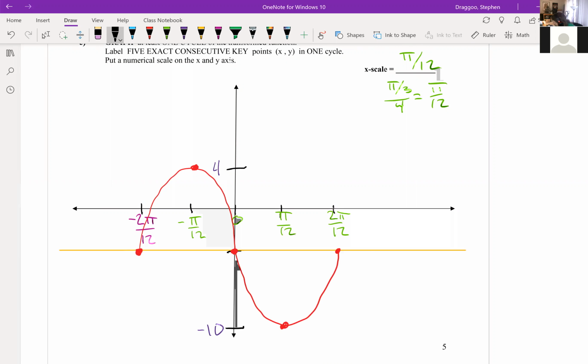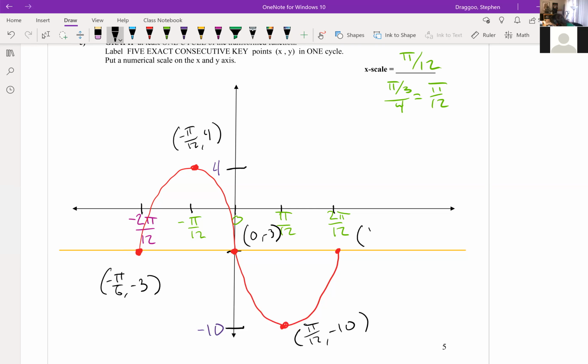And then we can label all of our points. Negative pi over 6, negative 3; negative pi over 12, 4; 0, negative 3; pi over 12, negative 10; and pi over 6, negative 3. And that's our graph of sine.